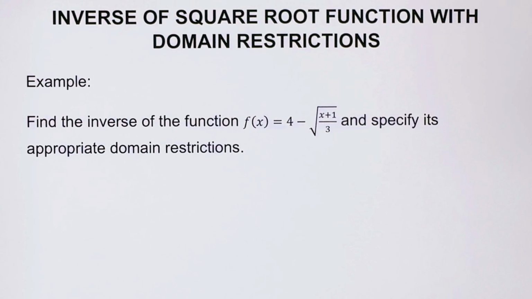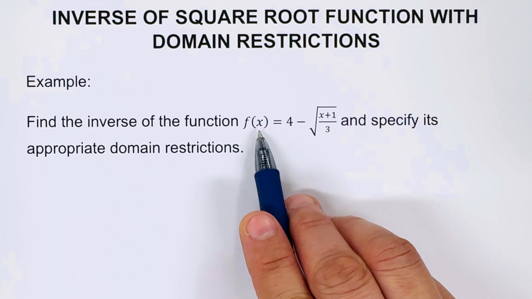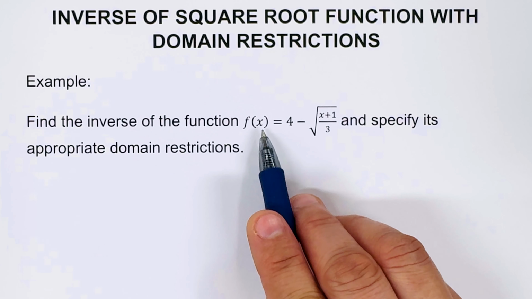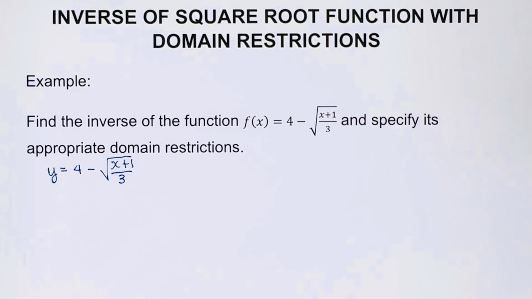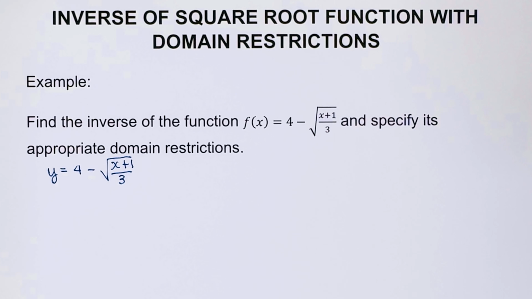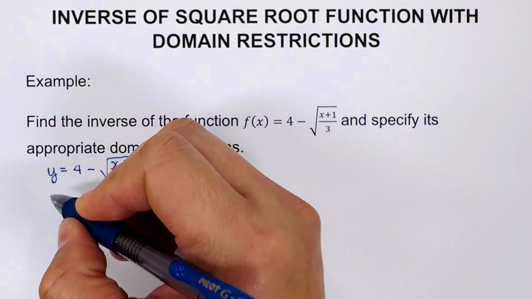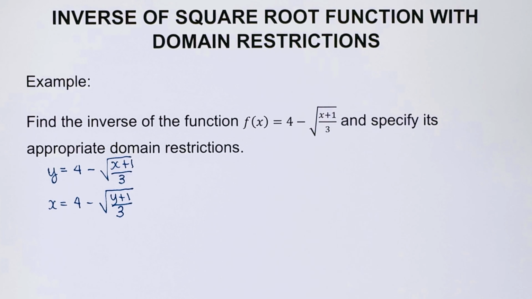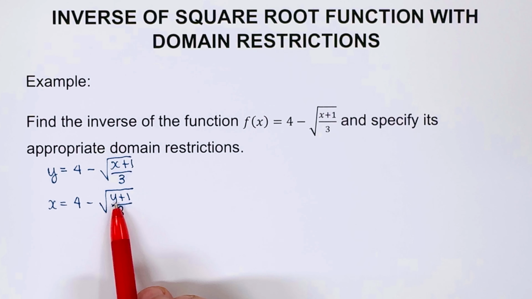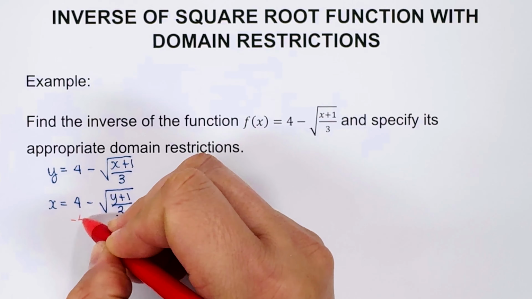To find the inverse of every function, the first step is to change f of x to y. So I'm going to go ahead and rewrite that down here. The second step is to change y to x and x to y. So I'm going to go ahead and rewrite that down here. The next step is to isolate y by itself. So in this problem right here, we want to have y on the right side by itself. So I'm going to go ahead and subtract 4 from both sides.